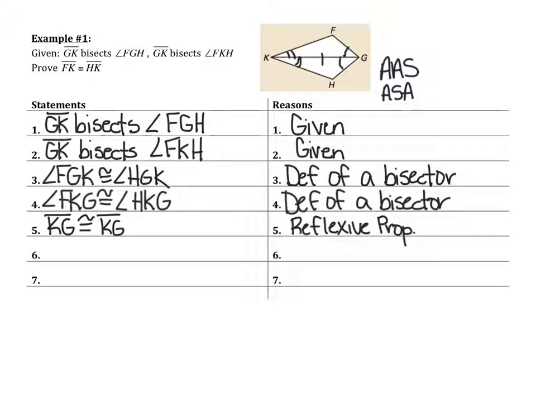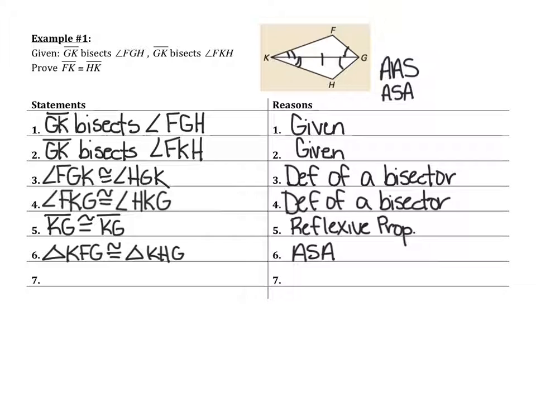So I'm ready to state that triangle KFG is congruent to triangle KHG because of angle, side, angle. Remember, I was asked to prove that segment FK is congruent to segment HK, which is this segment right here and right here. Now that I've shown that these two triangles are congruent, I know that corresponding parts of these two congruent triangles are congruent.